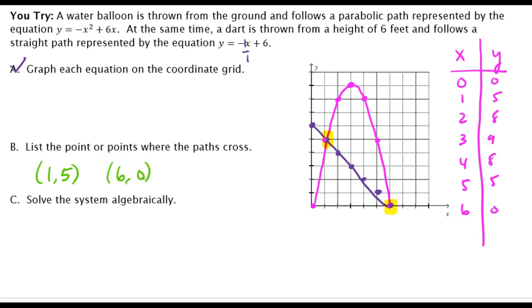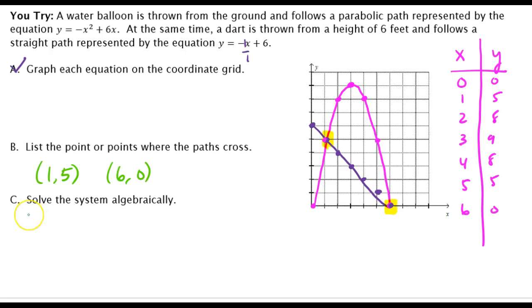Now, part C says solve it algebraically. So we have a system of equations. We were given both of them in the original problem. So I'm going to solve it algebraically. And as long as we do this correctly, we should come out with the same answer, because it's the same problem, just solved in a different way. So what I'm going to do is basically set the two things equal to each other.